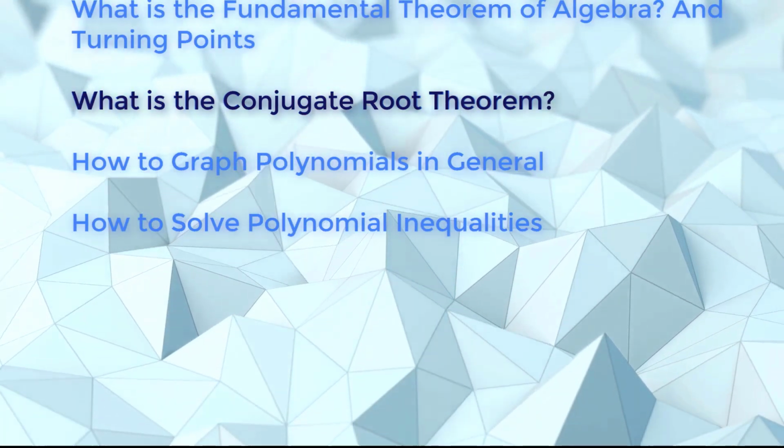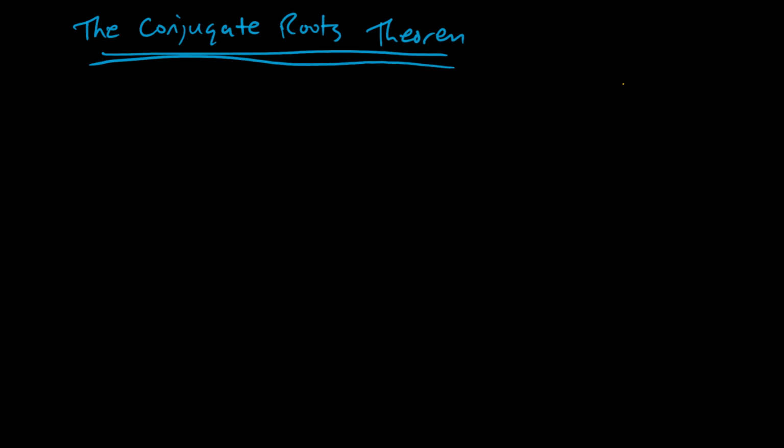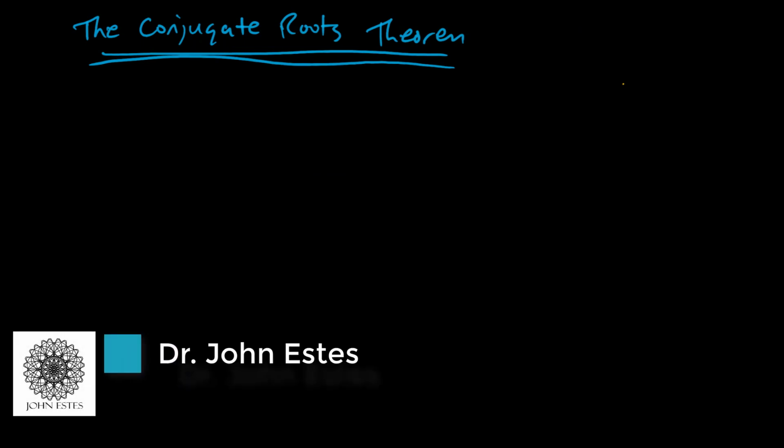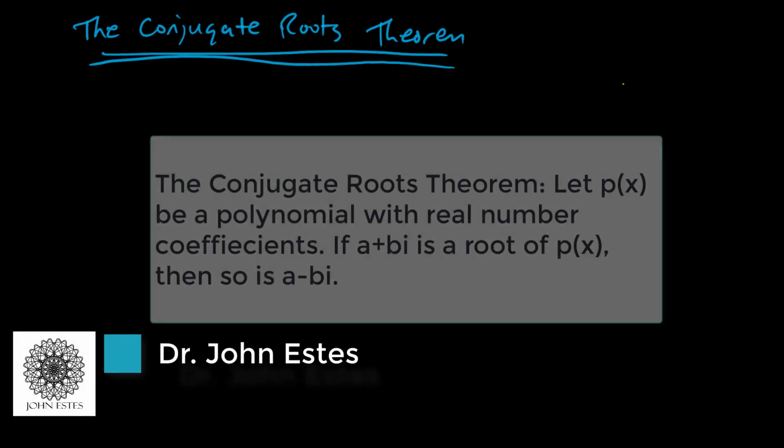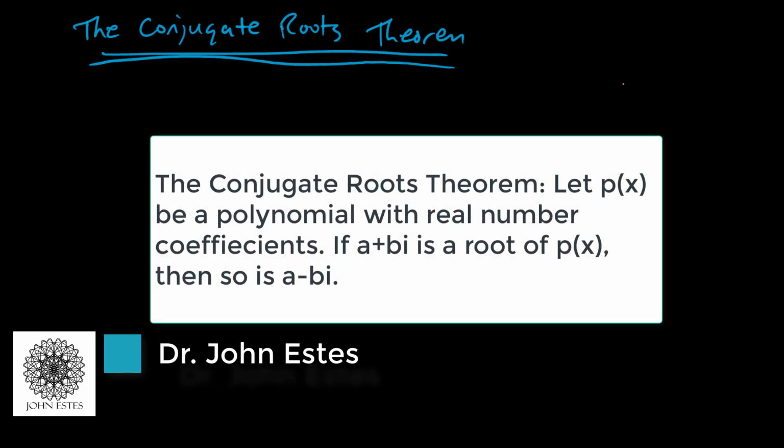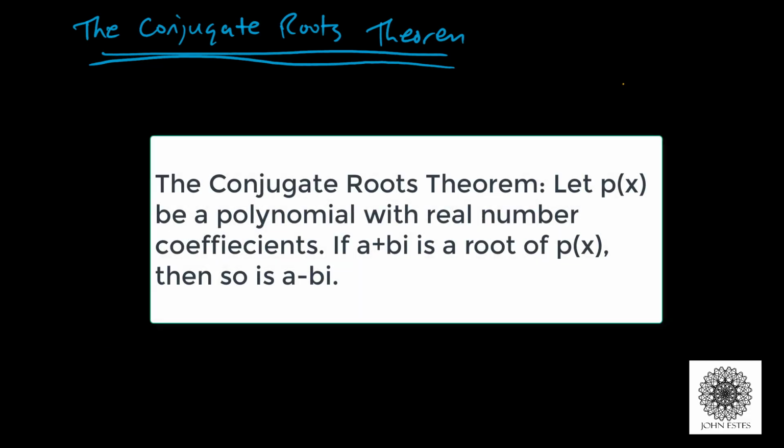So I want to look at the conjugate roots theorem, and it's another piece of the polynomial puzzle that helps make sense of the zeros of a polynomial. And so here's what it says. If you have a polynomial with only real coefficients, if a plus bi is a 0 of p, then the conjugate of that, a minus bi, is also a 0. So this can help us factor some stuff if we have already found a complex 0.